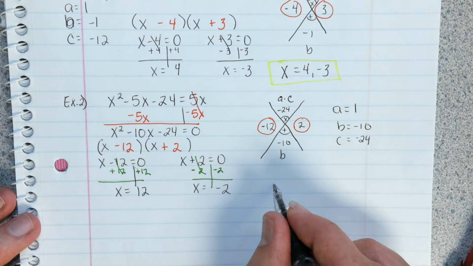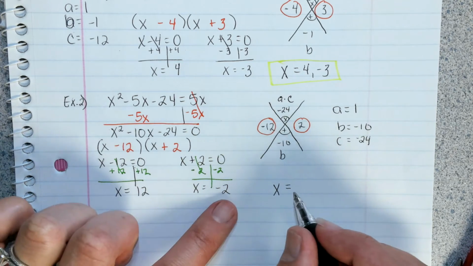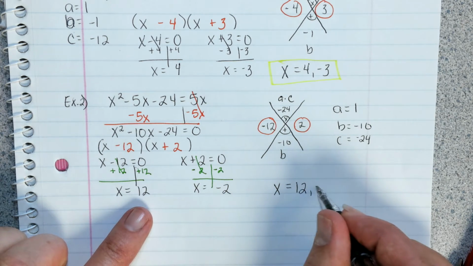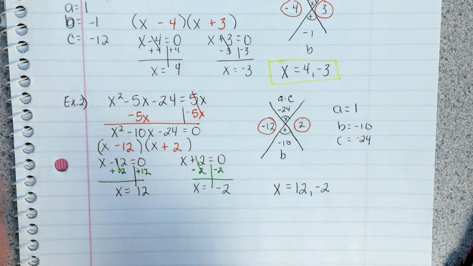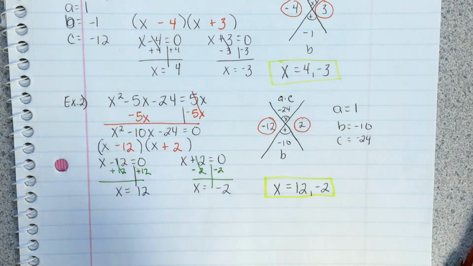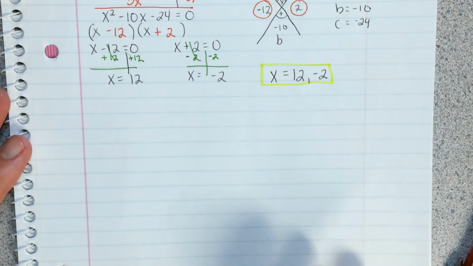So for Canvas, we want to write x equals, and it doesn't matter the order. I can put the negative 2 first or the 12. It won't make a difference, just no spaces. Make sure you pause it here. I know I went really fast, so pause it, make sure you got caught up. All right, next example.